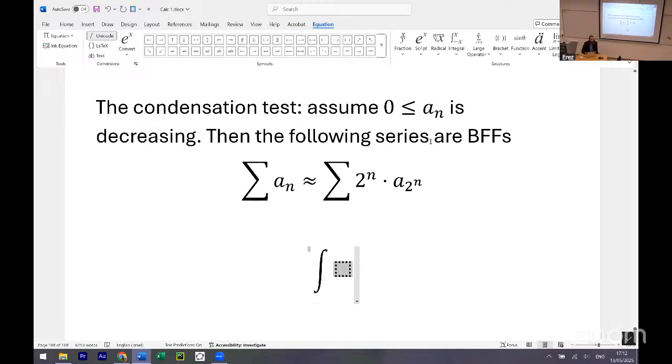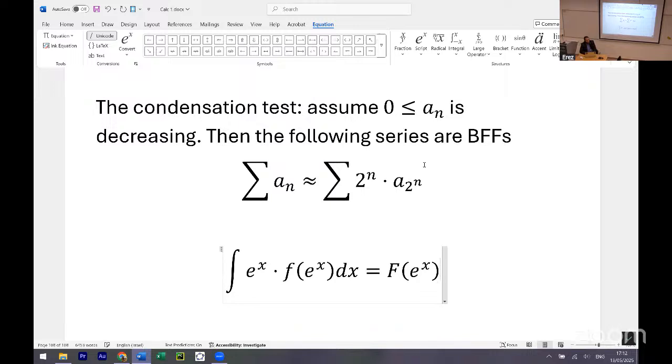You're in a calculus course, right? Yes, you have some. What is the integration of e to the x times f of e to the x? That's f of e to the x, right?